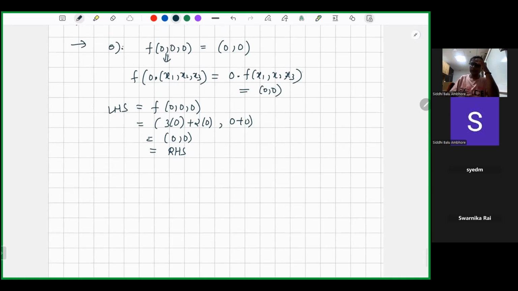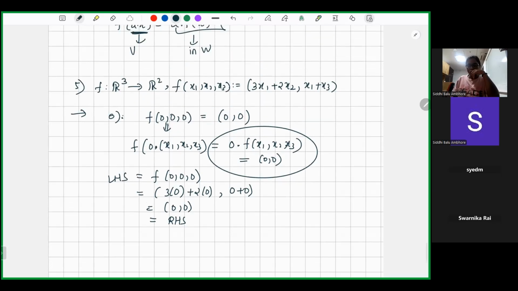Is this okay? You understood what this is here. For all zero, it will always be true, because whether you multiply inside the domain or the codomain, the resultant will always be zero. If you take the zero value, it will always hold true, because whether you multiply in R3 or in R2, it is always zero. This is happening because this is a linear map.